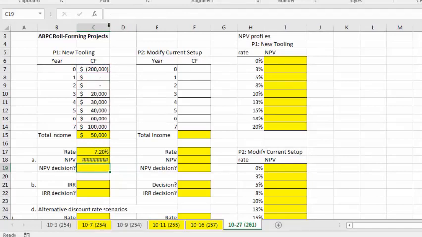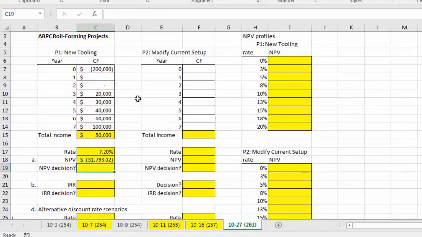I'm adding it because it's already a negative number. And let me expand my column so we can read that. Oh, it's got a negative NPV. And I'm not too surprised because the bulk of the income occurs out into the future where we are discounting it heavily. And it's not generating a 7% rate of return. So on the NPV decision, I'm going to say no. It's a no-go.